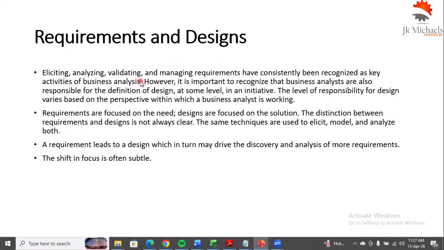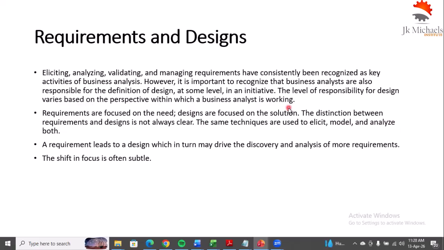It's very important to recognize that the business analysts are responsible for the definition of design at some level. Maybe not the deep technical level, but they should also be able to understand the solutions and be able to describe or define it to the implementation and the technical team in a way that they can implement or use that to perform the work. Right? The level of responsibility for design will vary depending on the perspective where the business analyst is working. Requirements, again, are focused on the need. Remember, usable representation of the need. Designs are focused on the solution.